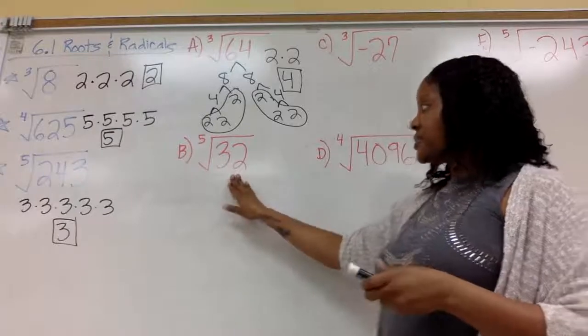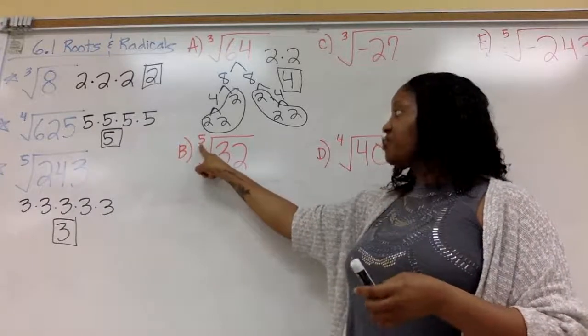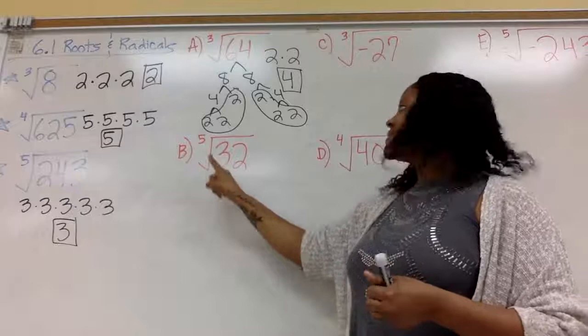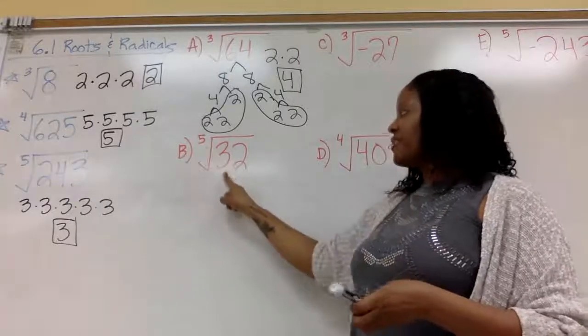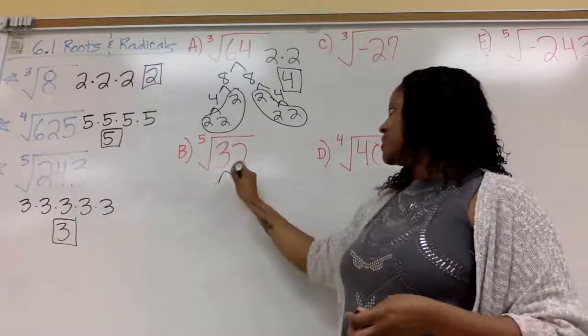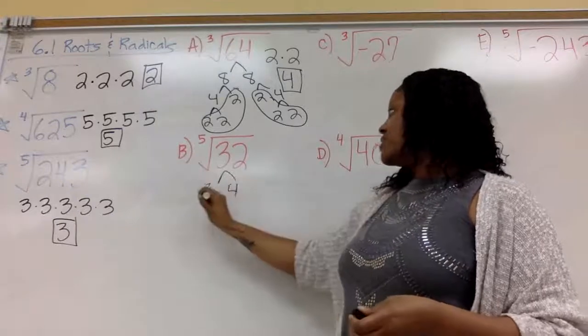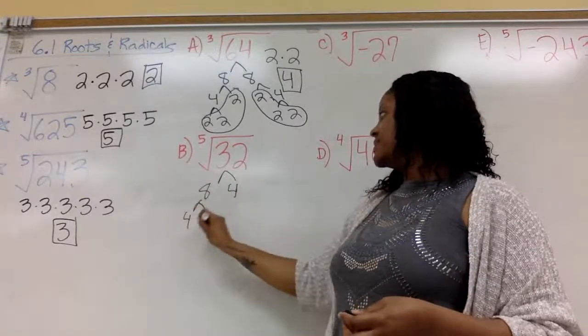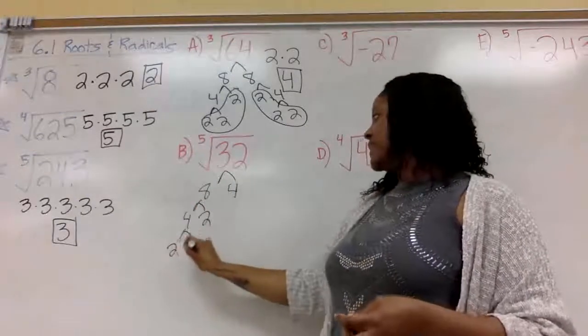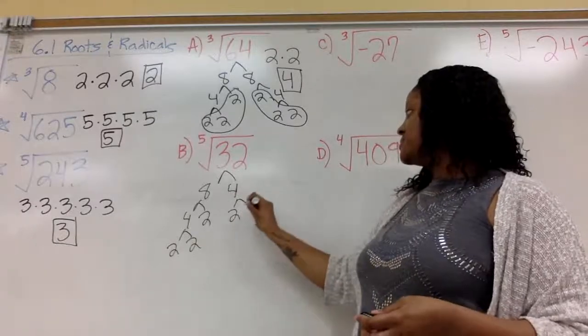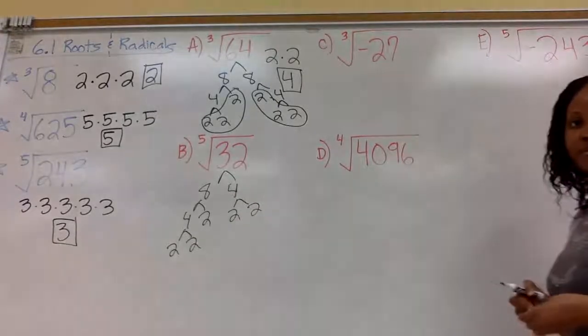Let's go through and try another one. This time I'm looking for the fifth root of 32. So the fifth root of 32. We'll do a factor tree. This is 8 and 4. This is 4 and 2, 2 and 2, and this is 2 and 2.